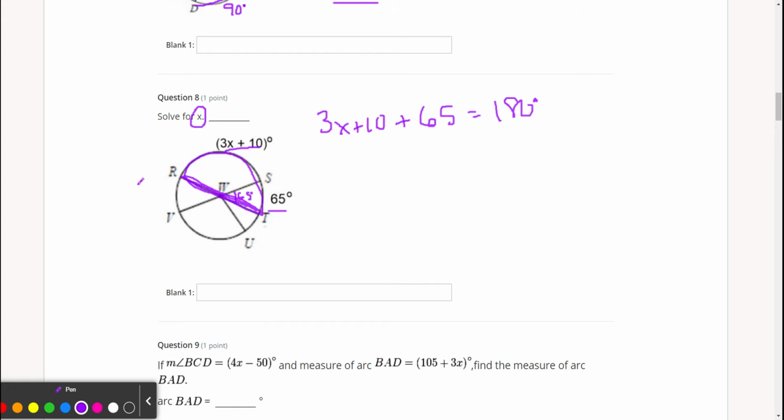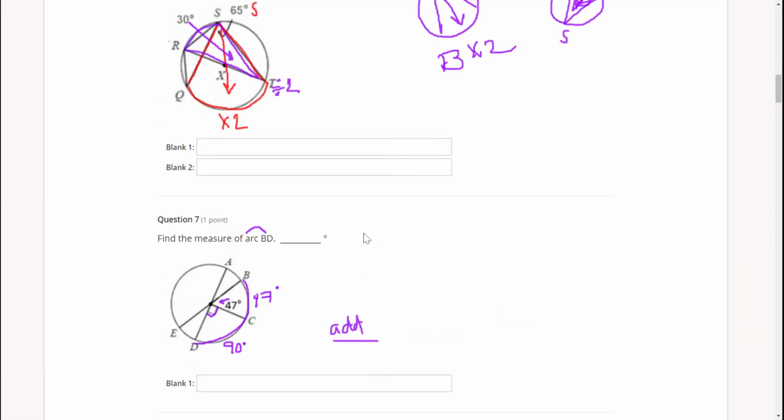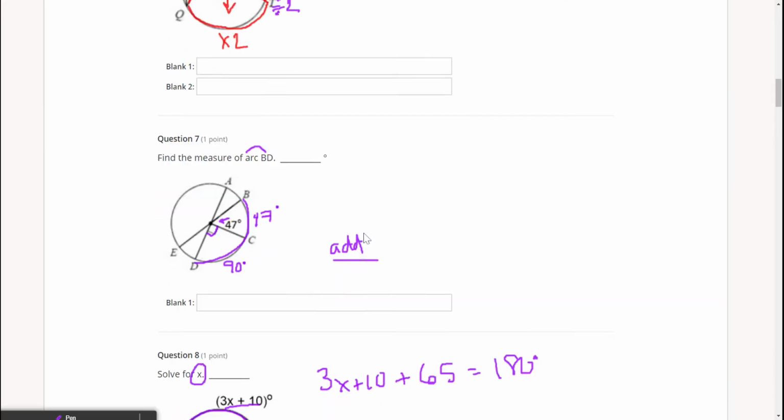So it's asking for X. If it was asking for the arc of RS, you would plug it back in. But because it's asking for X, you just solve. It goes like that. So then you just times that by 2. Please, thank you. Good explanation.